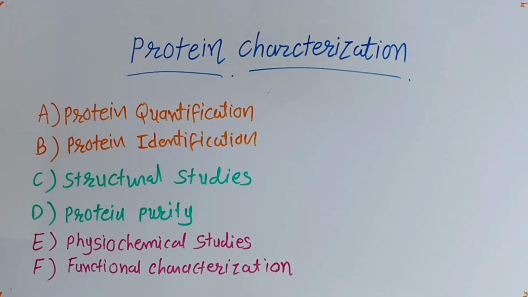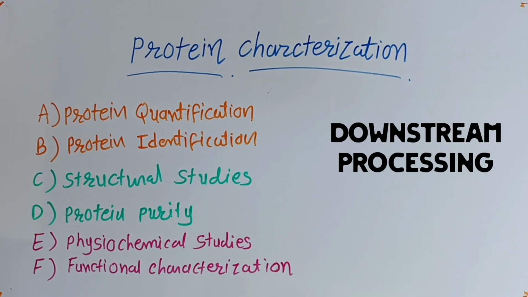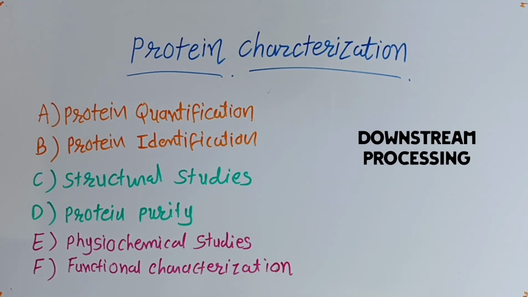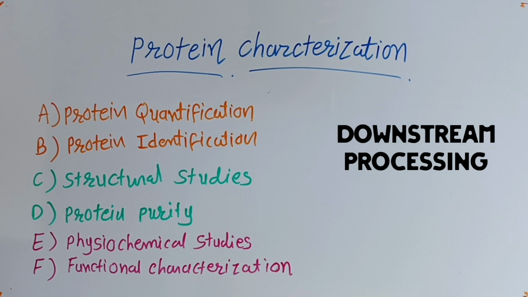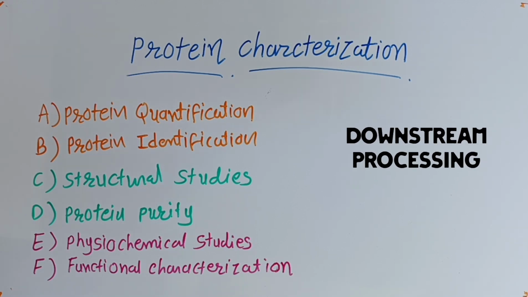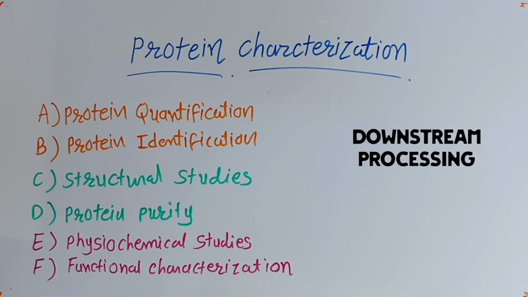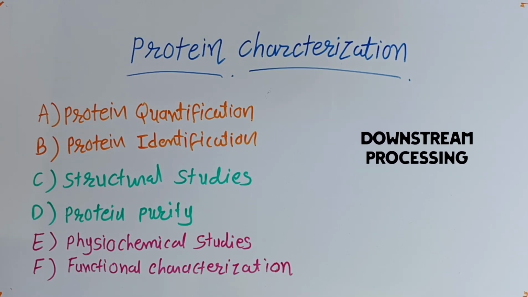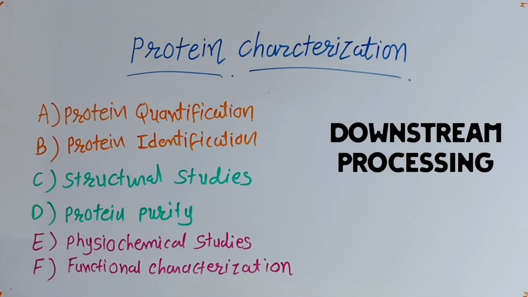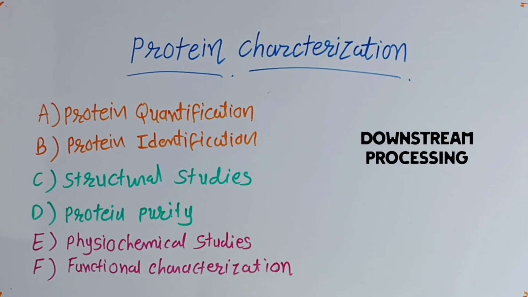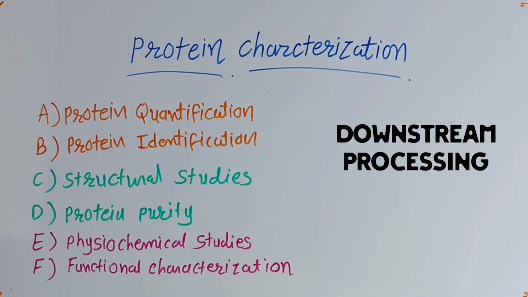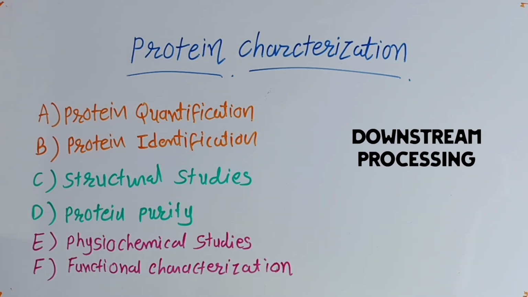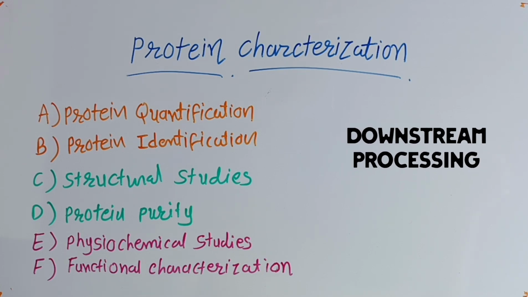So in this video lecture we are going to discuss protein characterization. Protein characterization is part of downstream processing. As you know, what is downstream processing? Basically it happens after the completion of any bioprocessing or fermentation process, where various techniques or methods are applied to purify and quantify the last product which we fermented or bioprocessed.